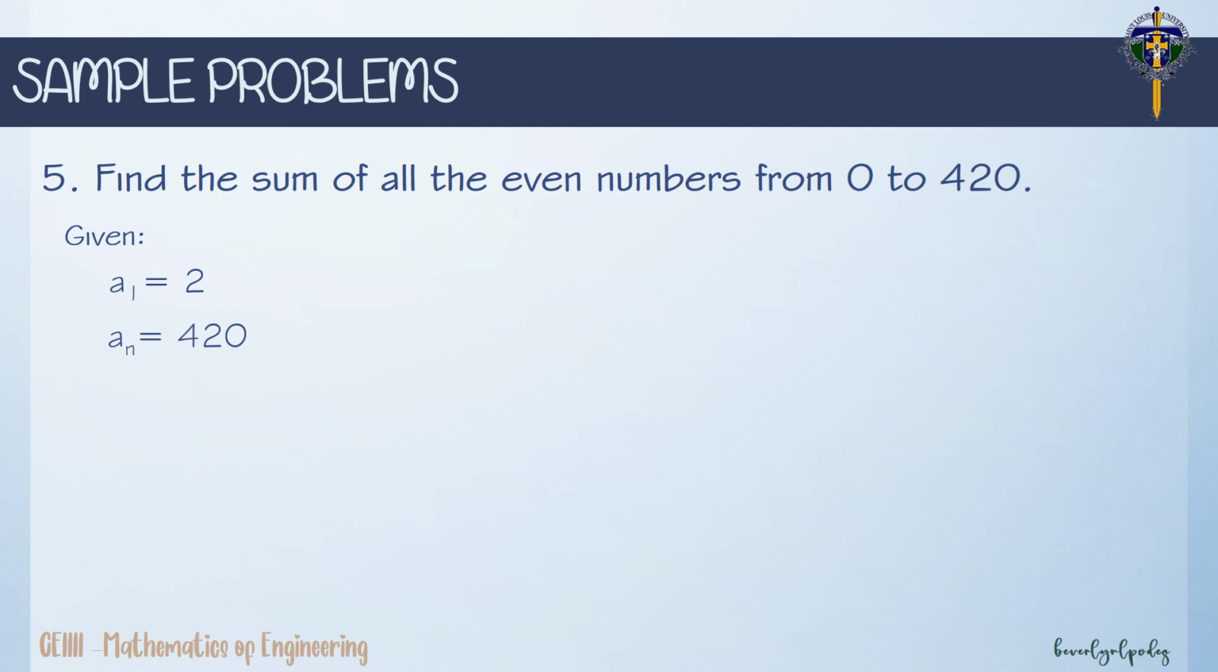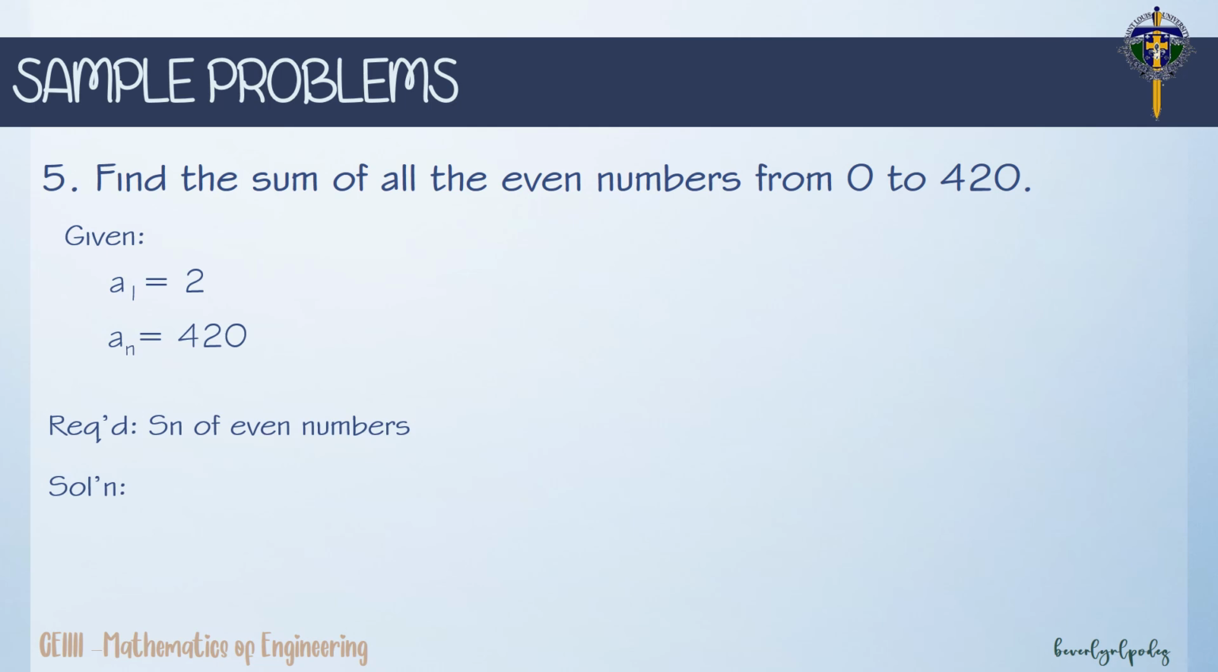So a1 is equal to 2. And our last term is 420. We adopt this as our last term because 420 is an even number. So that is a sub n is equal to 420. What is the required? We are required to get the sum of the even numbers. So, solution.